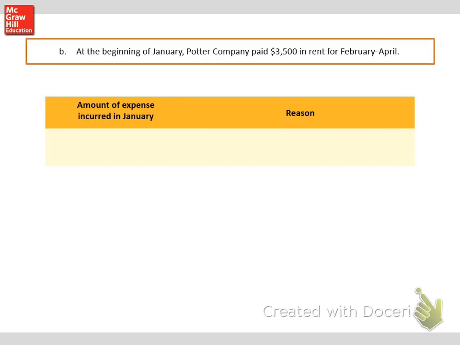All right, at the beginning of January, the Potter Company paid $3,500 in rent for February, March, and April. Is that going to be an expense in January?